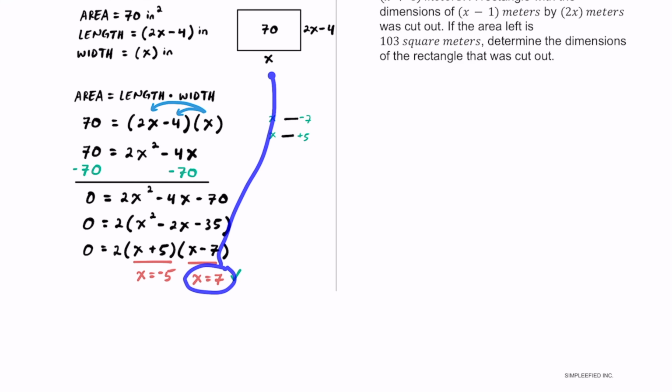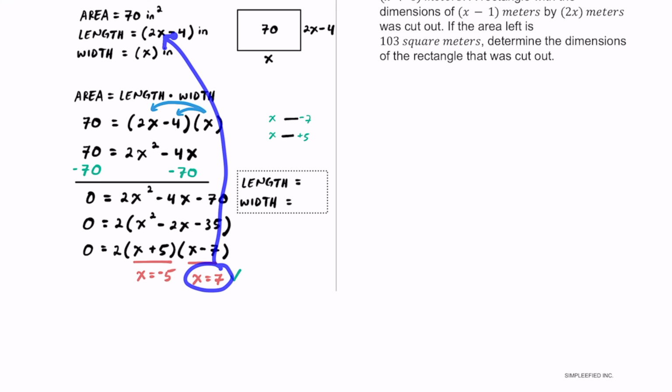So that 7 would go here, that would be a positive 7 inches, and that's okay. If 7 goes over here, 2 times 7 is 14. 14 minus 4 is 10, so 7 times 10 does equal that 70 that's supposed to be in the middle for the area. So putting this together, we can go ahead and take this 7 and substitute right here for the length. 7 times 2 is 14, minus 4 is 10, like we just said.